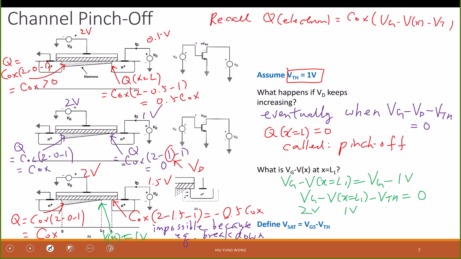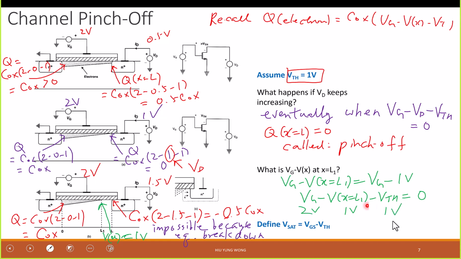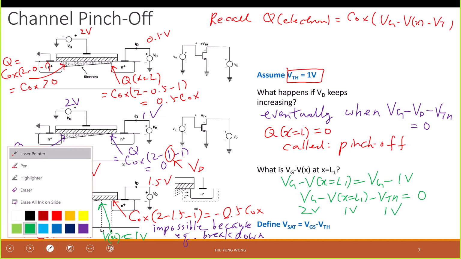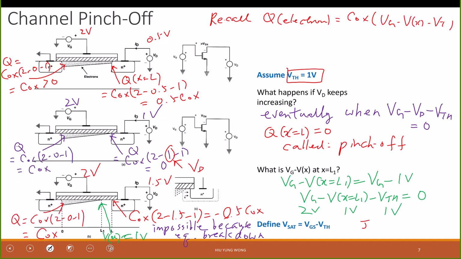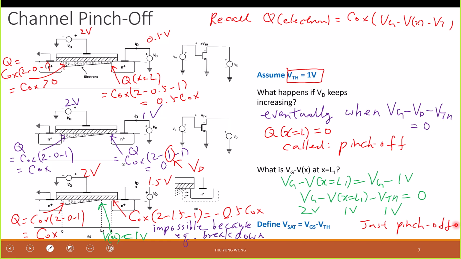Vx is 1 volt and Vth is 1 volt. So you just pinch off. So what we say is that it just pinches off. Okay. Now, then you might have many questions. It's not easy to understand and it's a very messy slide, right?